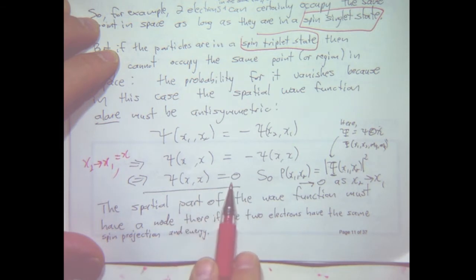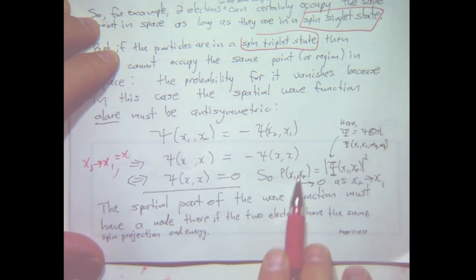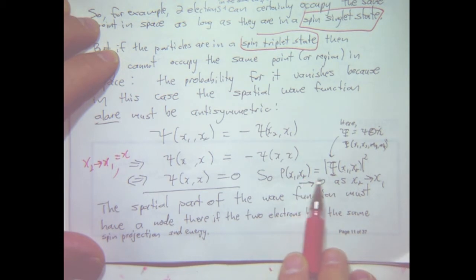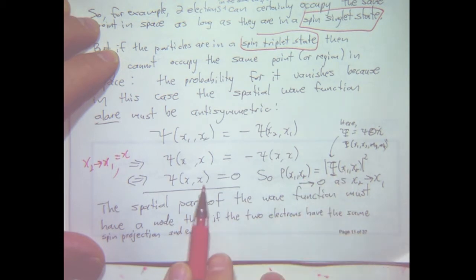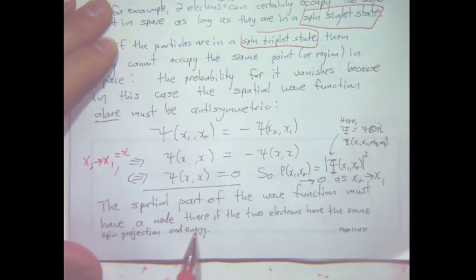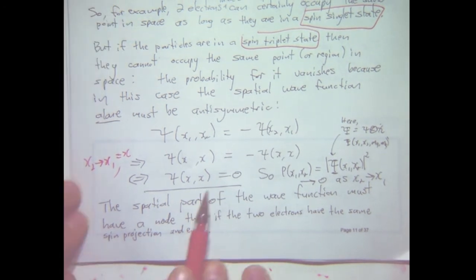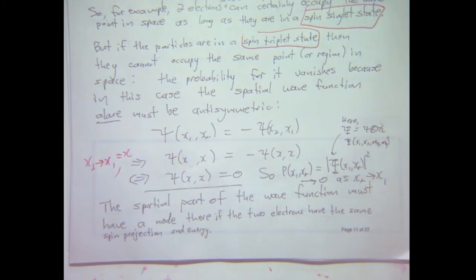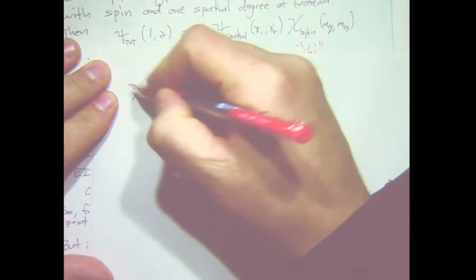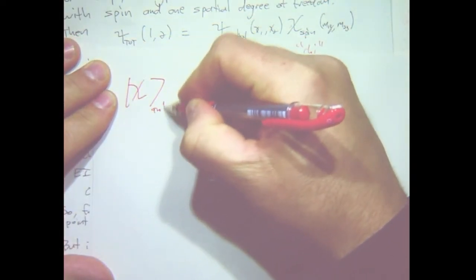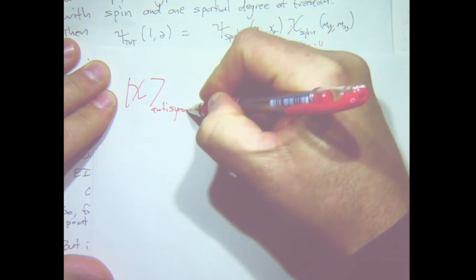But if psi of xx equals 0, then the probability of finding particle 1 in the little cube around x1, and particle 2 in an infinitesimal cube around x2, is going to be 0. So the spatial part of the wave function must have a node if there are two electrons that have the same spin projection and energy. But then they occupy the same point in space, so x1 and x2 have to have the same x.